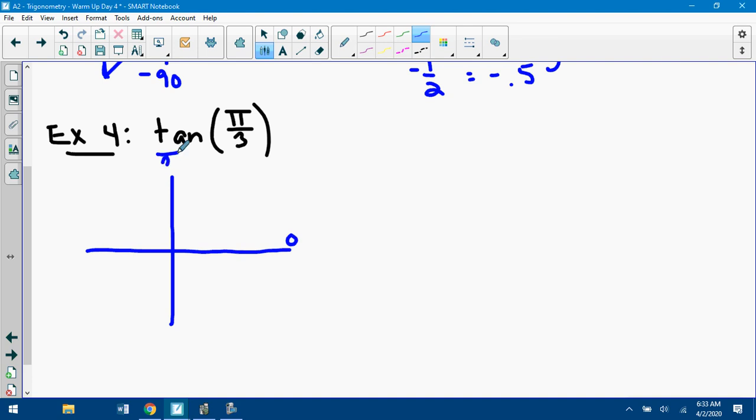0, pi over 2, pi, 3 pi over 2, 2 pi. What quadrant's pi over 3 in? It's just 1 pi over 3. This would be 3 pi over 3 if I was over here. So 1 pi over 3 is closer to 0. Or of your 3 pizza slices, it's just your first one.